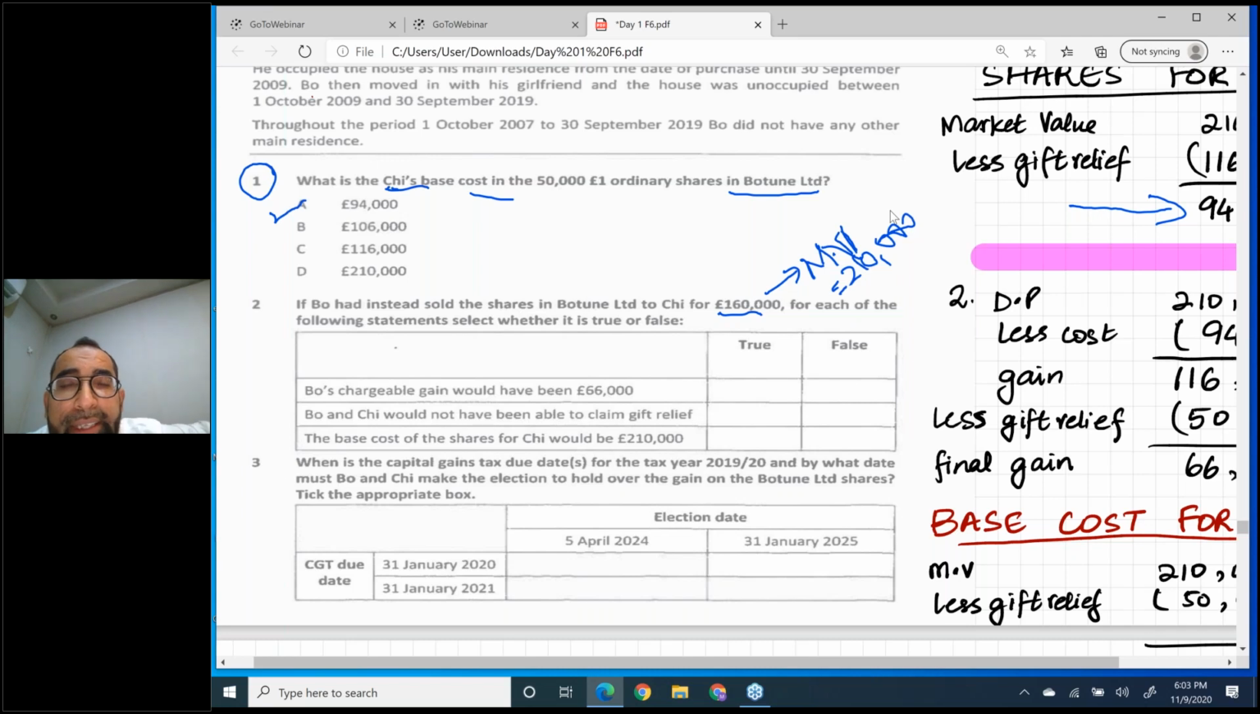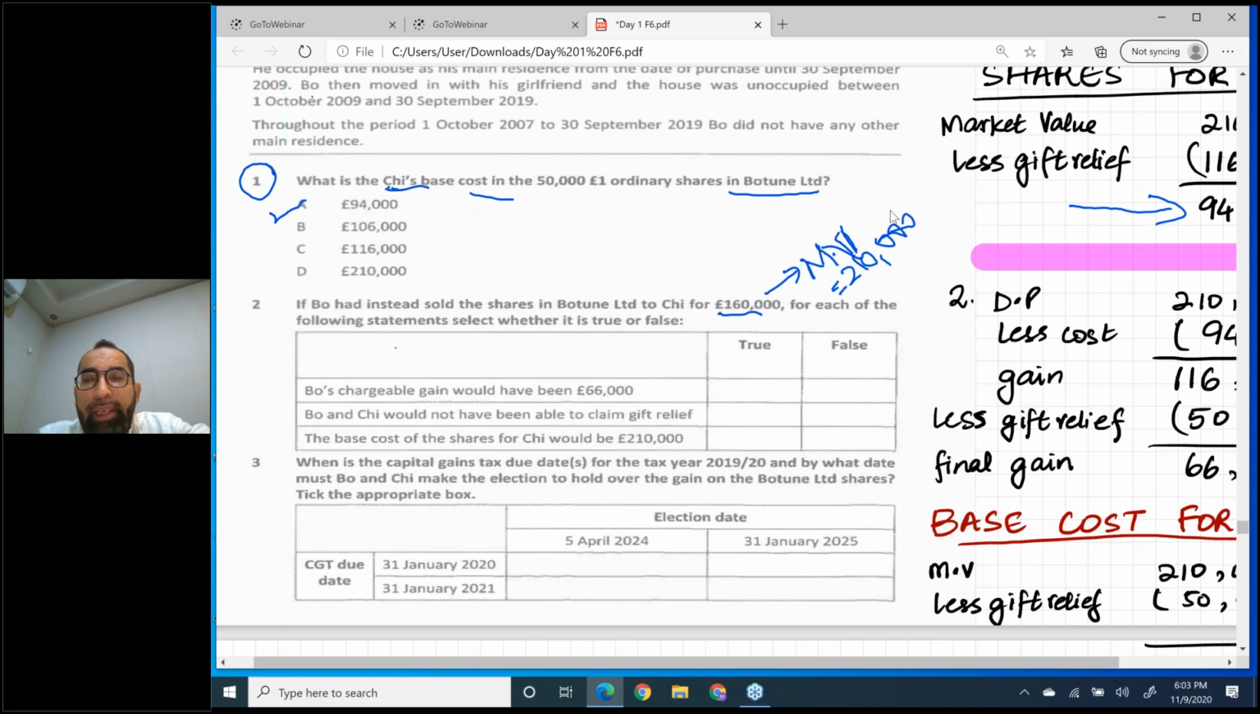Come on, tell me, what is the gift element? What is the favor element in this? 50,000 is the gift element. So now when I solve this, I will only deduct gift relief of 50,000. The maximum gift relief that can be claimed is just 50,000, my dear.